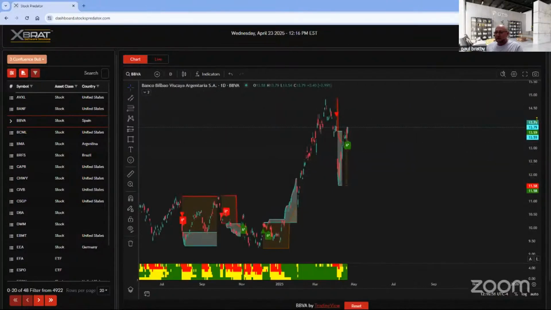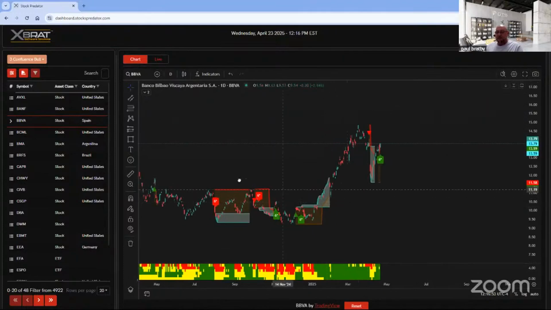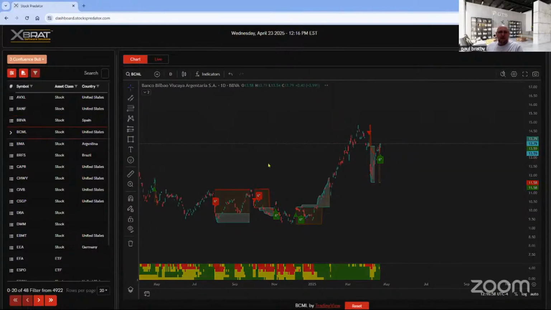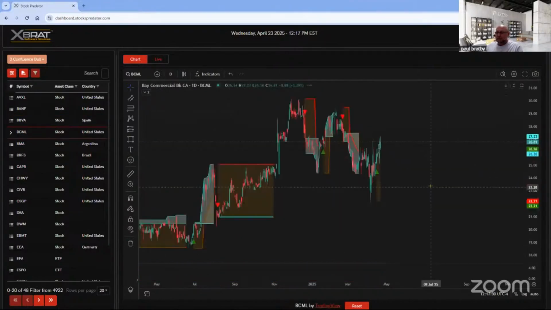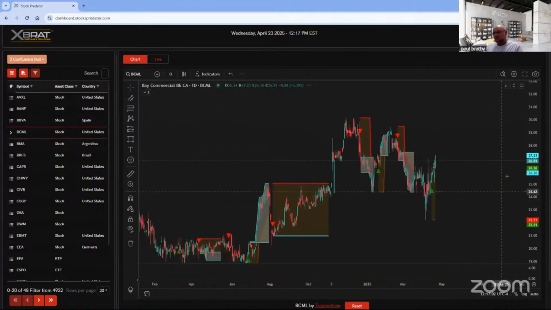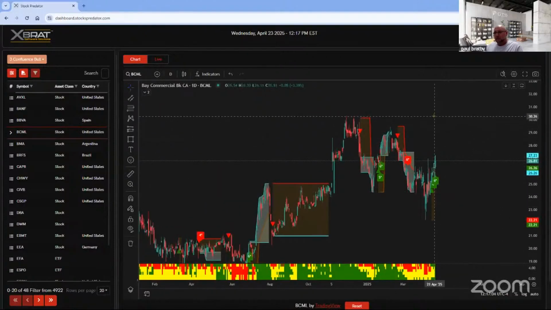BBVA in Spain, that's a very gappy stock because it's a Spanish stock, but on the US stock market, not a great one to trade at this moment in time. We have a reasonably good bit of fresh air up there on BCML.